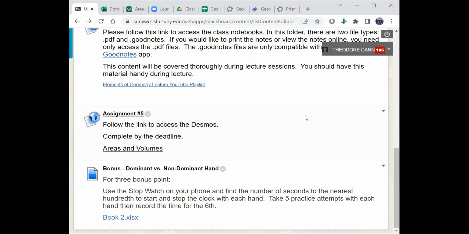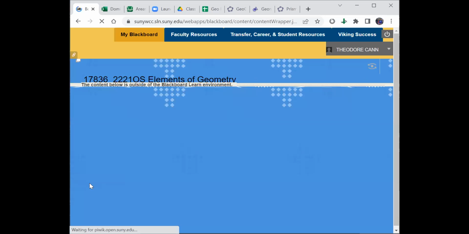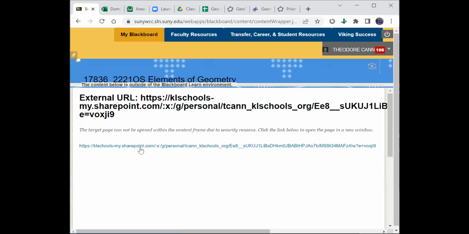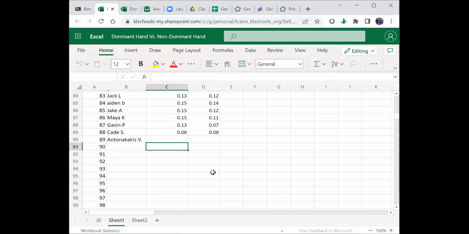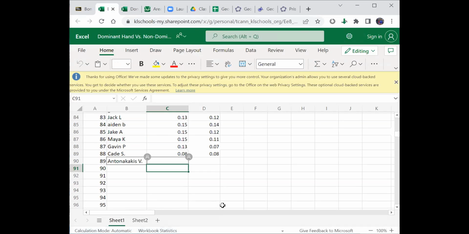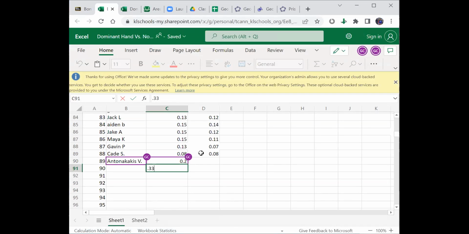Right, so I got 0.33. So I'd go into book 2 here and click on the SharePoint thing, whatever. And then I put my name in there and I'd put 0.33. And then I'd do it again for whatever the next time was. All right. So that's the idea.